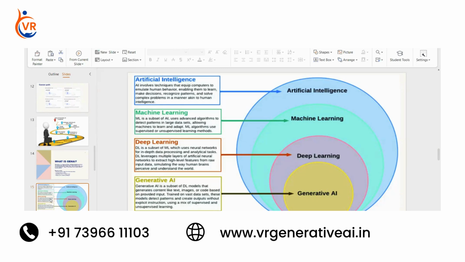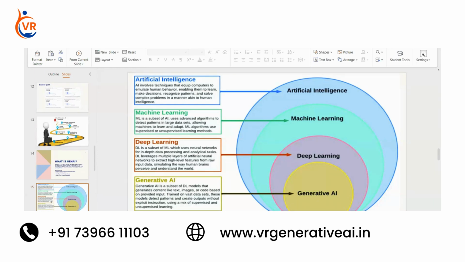So what is AI made up of? Then comes the inner circle, machine learning. Machine learning is a subset of AI which uses advanced algorithms to detect patterns in large data sets, which allows machines to learn and adapt.